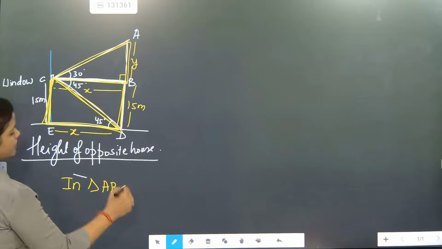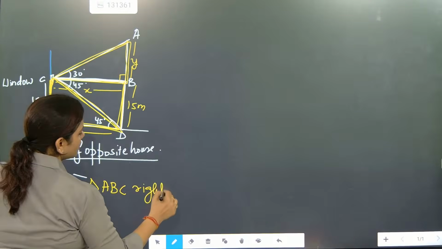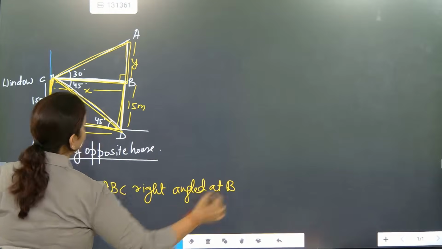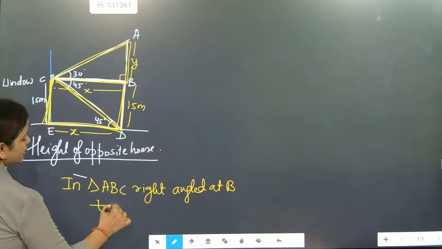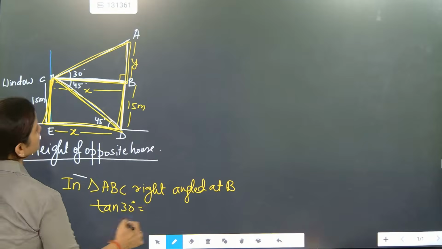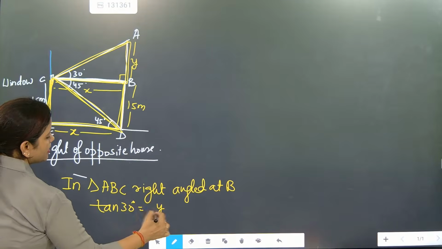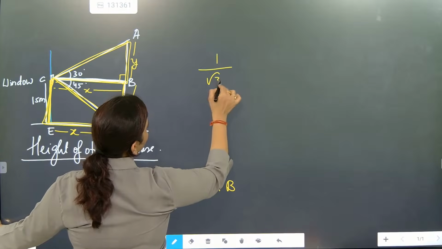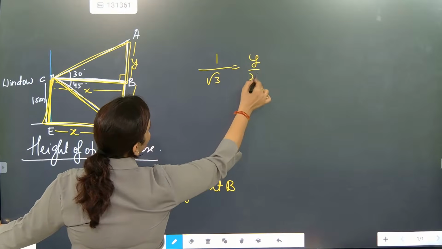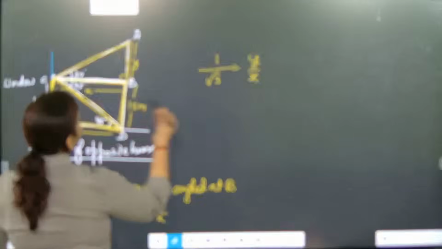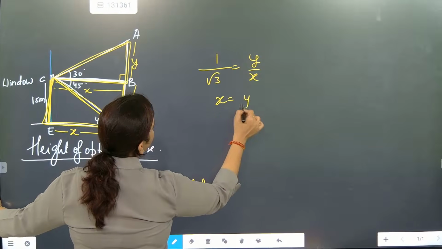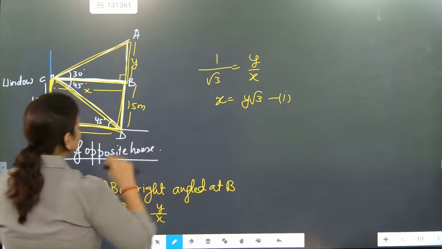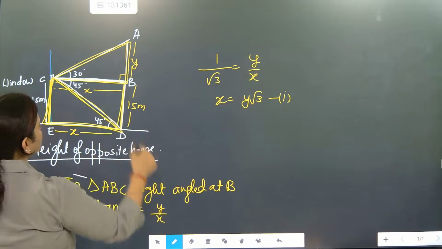So in triangle ABC, right angle at B, tan 30 degree is equal to y by x. Tan 30 value is 1 by root 3, equal to y by x. Now x we don't know, so x is equal to y root 3, equation 1. This is the x value.